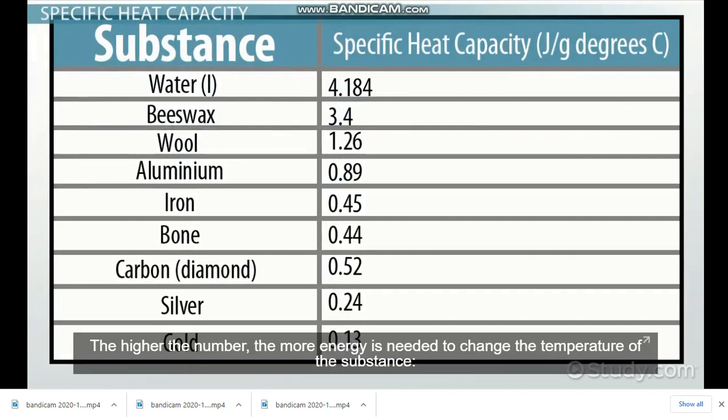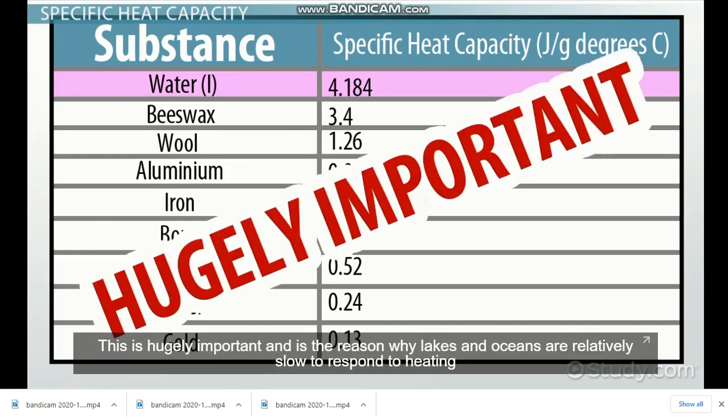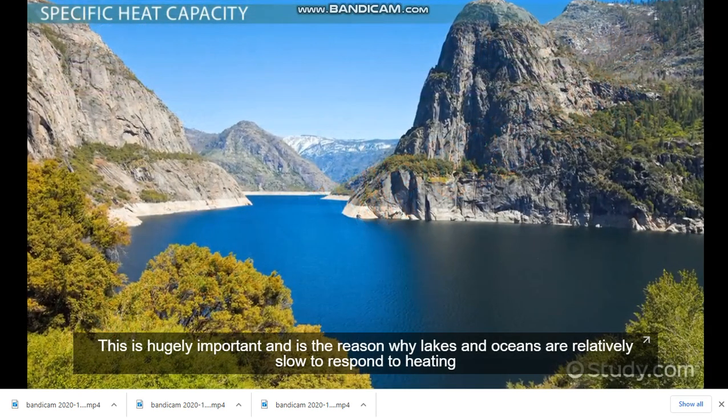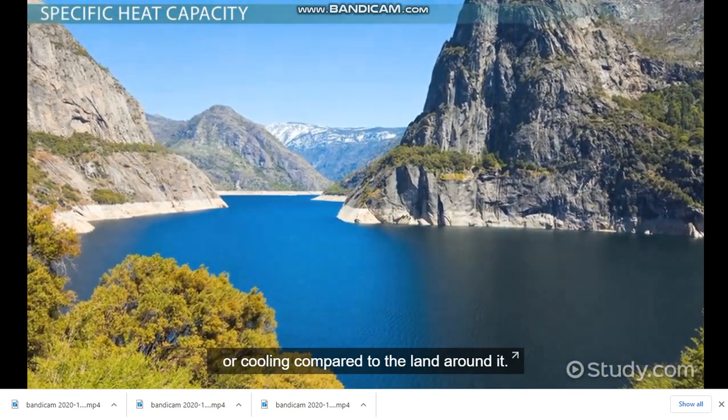The higher the number, the more energy is needed to change the temperature of the substance. Notice that water has a very high specific heat capacity compared to the other substances. This is hugely important and is the reason why lakes and oceans are relatively slow to respond to heating or cooling compared to the land around it.